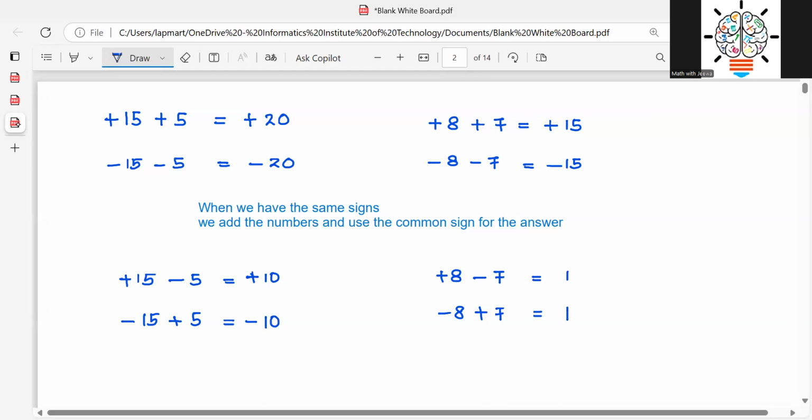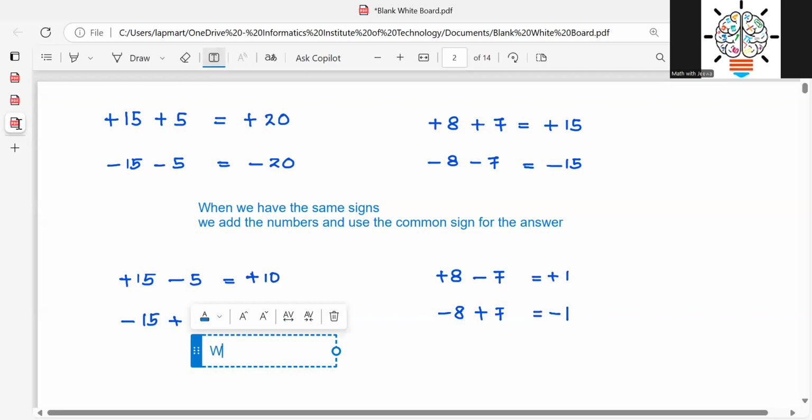And how am I going to use the sign? To use the sign, I want to look at the higher digit. Here the higher digit is 8. So the 8 is positive here, and the 8 is negative here. Therefore, I use the sign accordingly. So then how am I going to write?